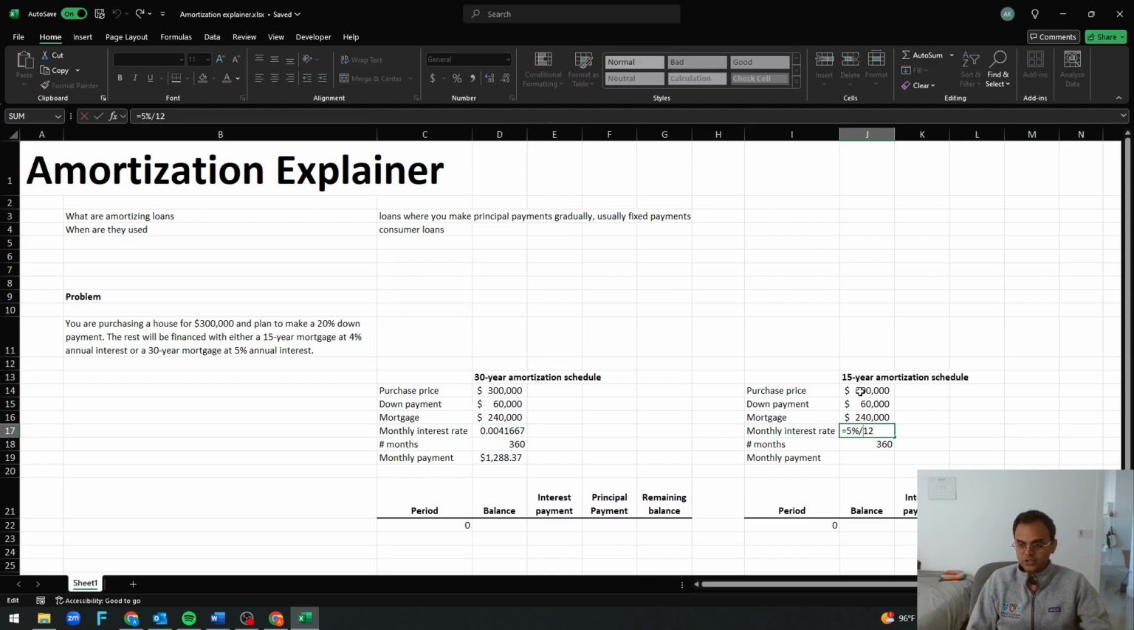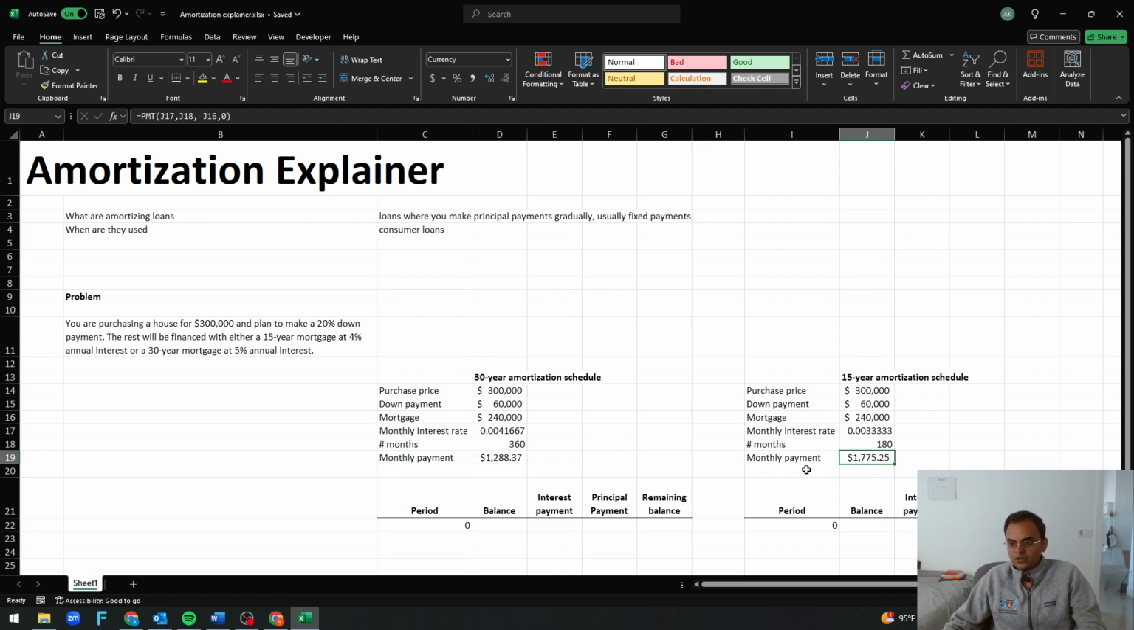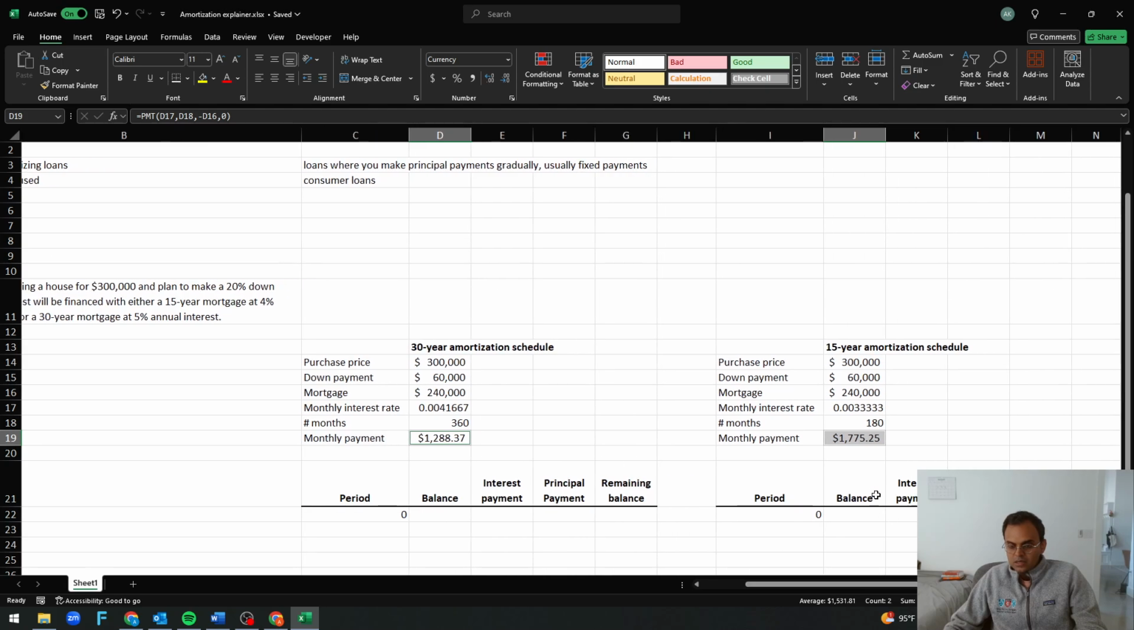So the monthly interest rate on the 15-year is going to be 4% divided by 12. So slightly lower rate. And the number of months, instead of 30 years, it's only 15 years. So it's 15 times 12, 180 months. Use the same exact function. So you'll see that on the 15-year mortgage, the monthly payment is actually higher, even though the interest rate is lower. The interest rate here was 4%, but here it's 5%.